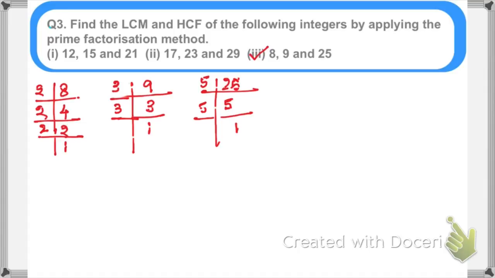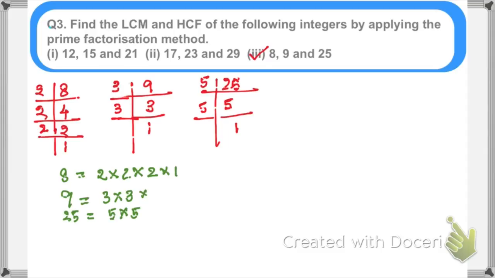Okay, now you can write 8 is equals to 2 into 2 into 2. You can write 9 is equals to 3 into 3. And you can write 25 is equals to 5 into 5. And into 1 also you can write it over here. Now you need to find the HCF and LCM.